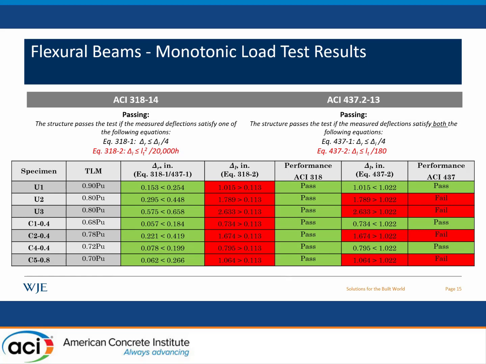If I follow ACI 437.2 and look at the same beams, residual deflection again passes for everyone because it is the same equation. But the maximum deflection for 4 of the beams failed. So ACI 437.2 requires that you pass both of the limits, the maximum deflection and residual deflection. And that basically caused 4 of the beams to fail. So you can see a discrepancy here. The same load test method, but different acceptance criteria in different codes lead to a different answer for the same member.